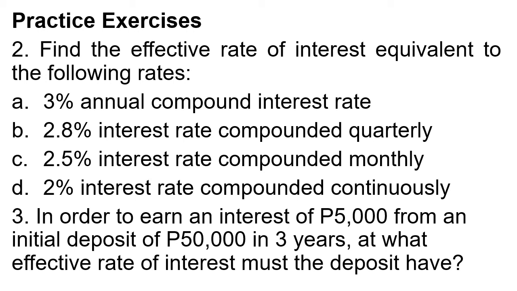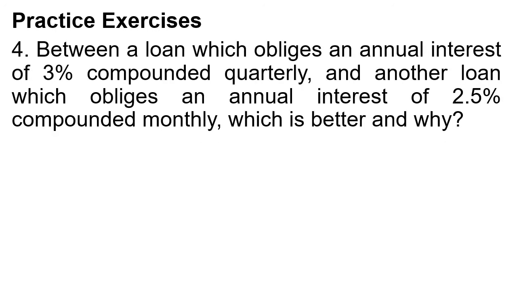And for number 3, in order to earn an interest of 5,000 from an initial deposit of 50,000 pesos in 3 years, at what effective rate of interest must the deposit have? Number 4, between a loan which obliges an annual interest of 3% compounded quarterly and another loan which obliges an annual interest of 2.5% compounded monthly, which is better and why?